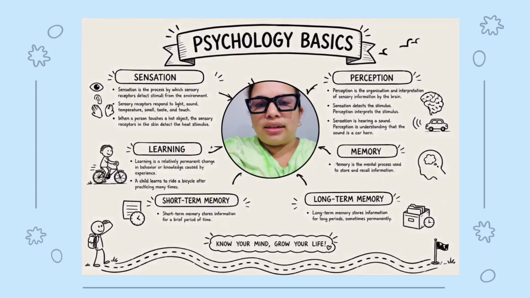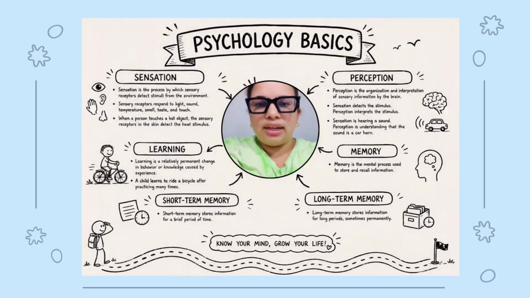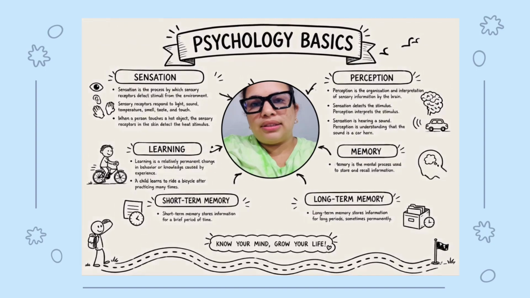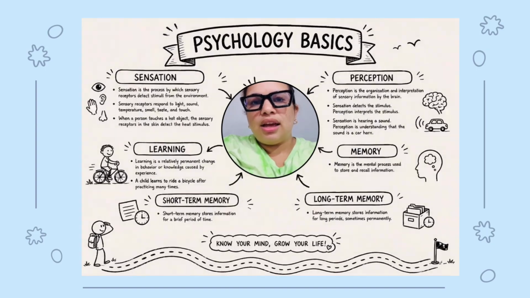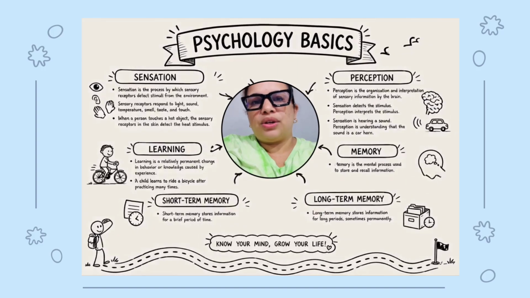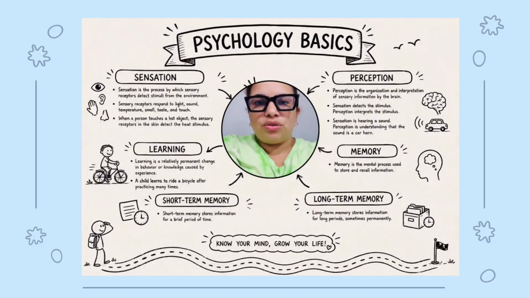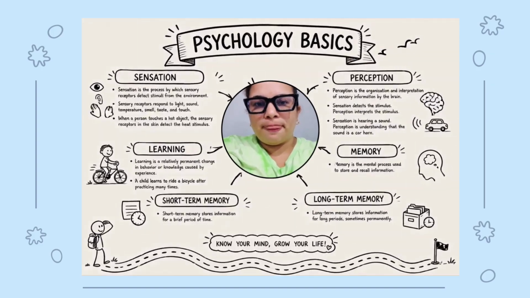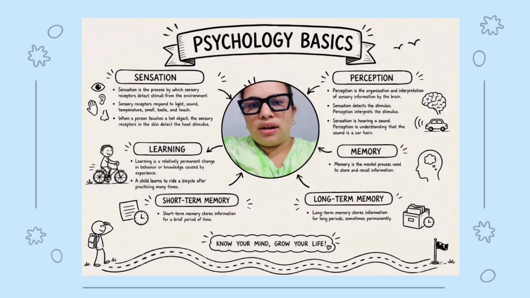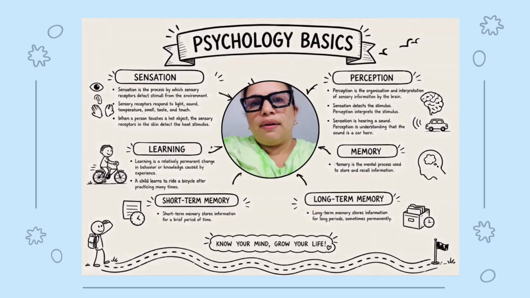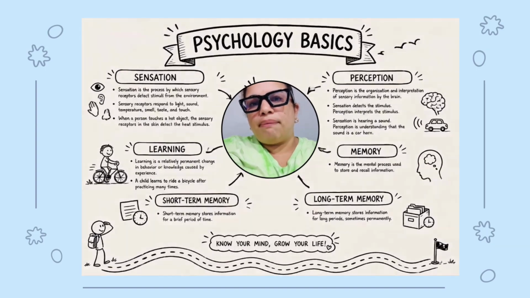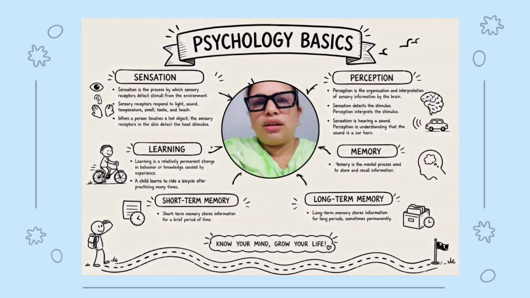Next, learning. Learning is a relatively permanent change in behavior or knowledge caused by experience. For example, a child learns to write by practicing many times.